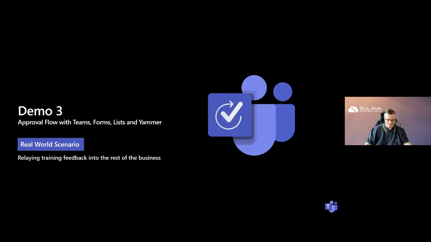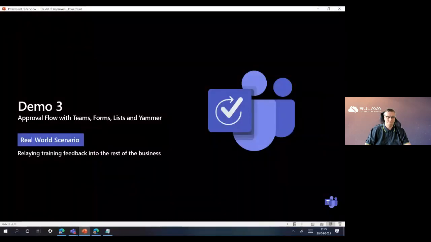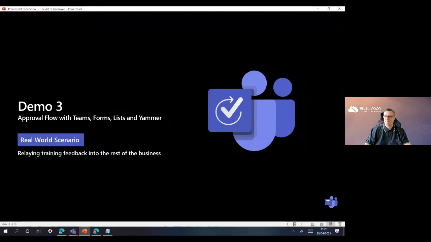Yeah, I'm just going to share my screen. Okay. So we're back to myself. Now this is an approval flow with Teams, Forms, List and Yammer. So it's taking several Microsoft 365 applications. And the real world scenario here was relaying training feedback into the rest of the business.